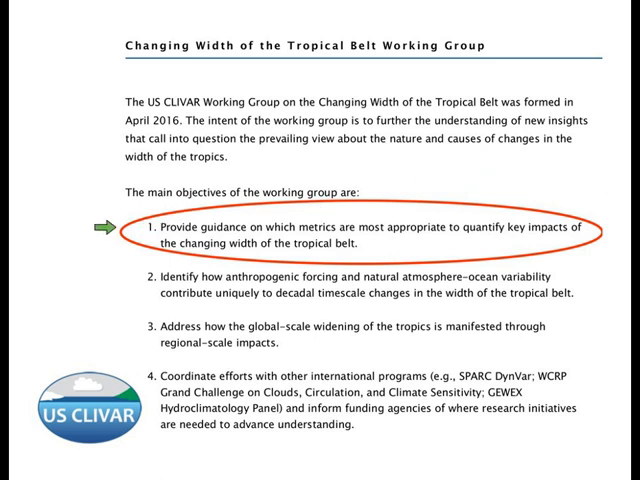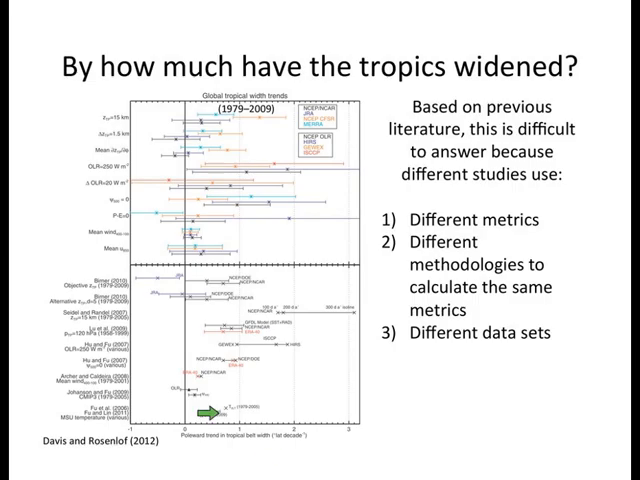To start with here, we're going to talk about the first objective, which was quantifying the width of the tropics. So by how much have the tropics widened in the last, say, 30 to 40 years. If you look back in the literature, you find a lot of studies like this. This plot is from a paper from Sean Davis and Karen Rosenloff, who are both members of our working group, and this was back in 2012.